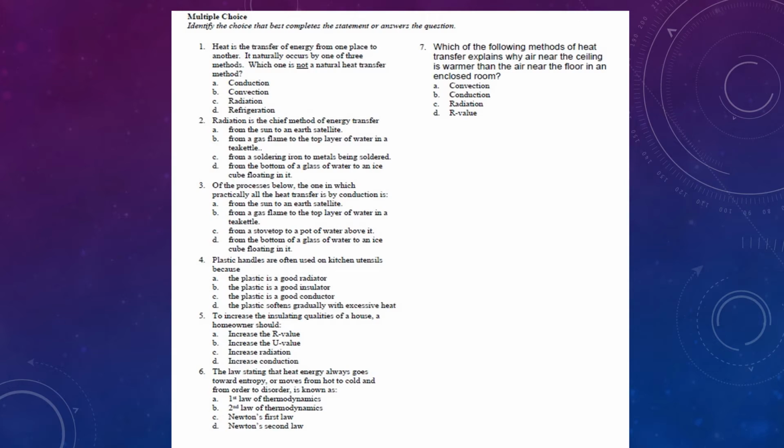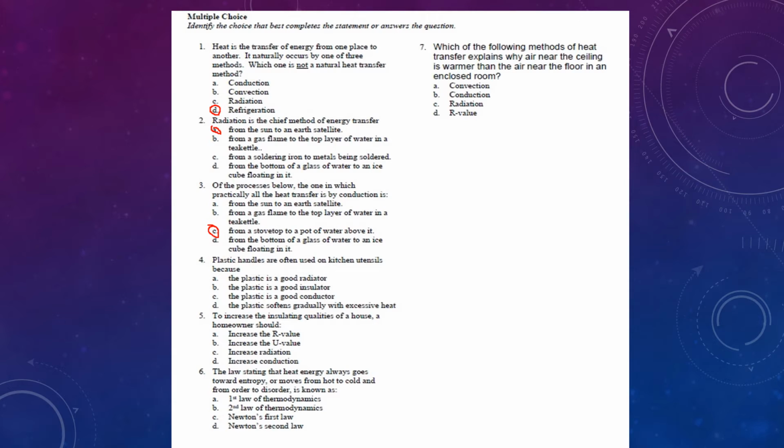Heat transfer of energy from one place to another and occurs naturally. Which one is not a natural heat transfer? Refrigeration is actually not a natural heat transfer. Number 2, that's going to be from the sun to an Earth satellite. Number 3 is going to be C.